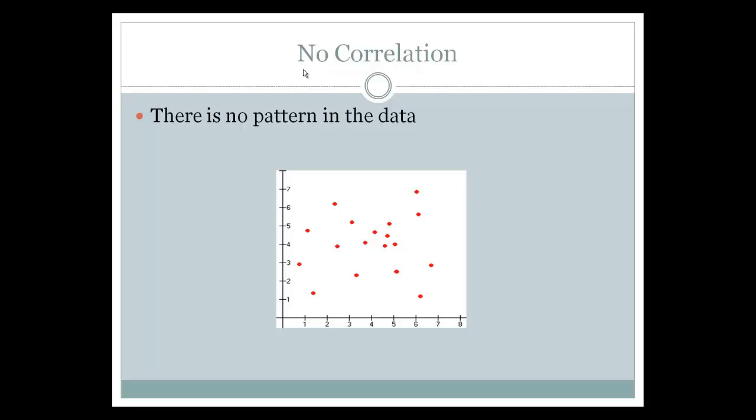Finally, there's no correlation, where there's no pattern in the data. In this graph, there's just dots randomly spread out. It doesn't really increase, it doesn't really decrease, so we're just going to call it no correlation. There's no pattern in the data.